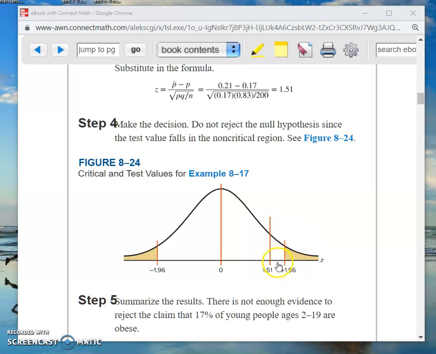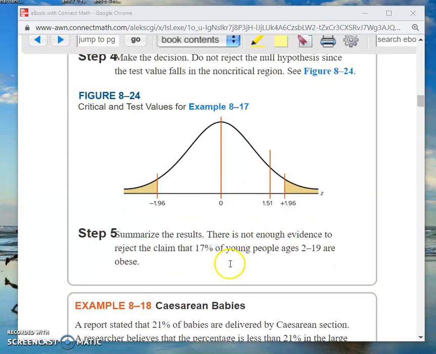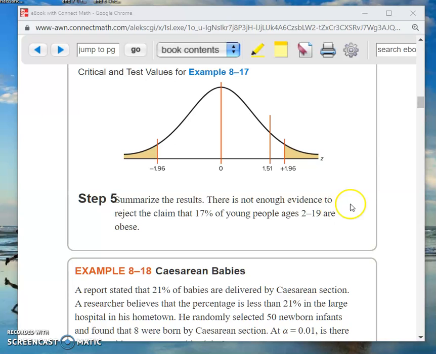That's right here. That does not exceed the critical value. Therefore, this is in the non-rejection region. Therefore, we say there is not enough evidence to reject the claim that 17% of young people are obese.